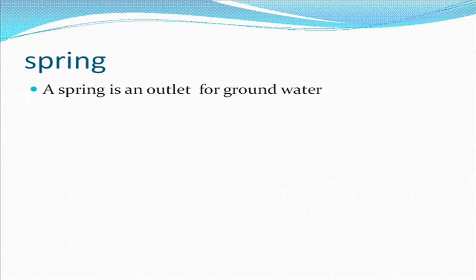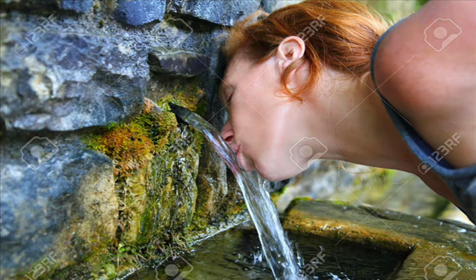A spring is an outlet for groundwater. A spring is a natural method of water coming outside through the groundwater level or water table level. See the picture: the water comes outside without any mechanical, physical, or man-made things. This occurs naturally due to the water table and groundwater level.